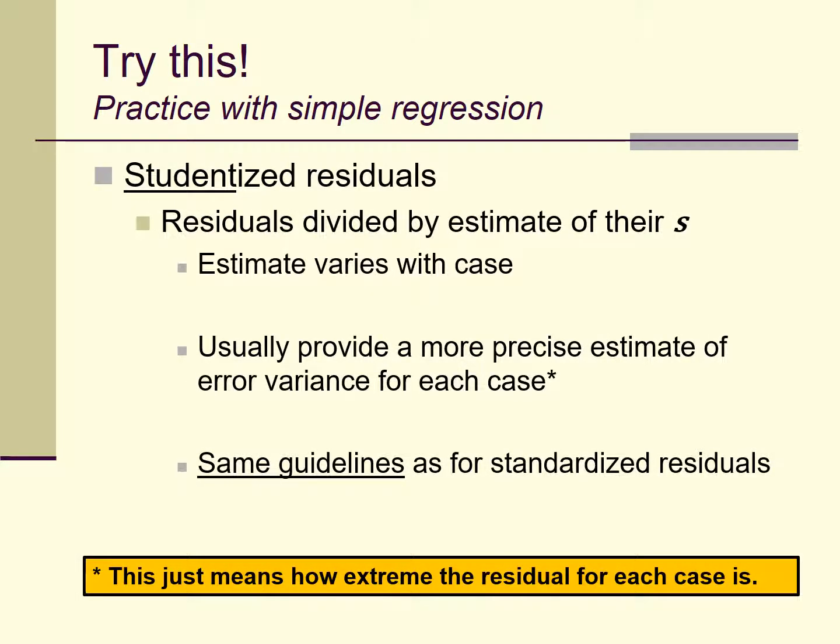Studentized residuals are very similar. They're just residuals divided by an estimate of their standard deviation, and that estimate varies from case to case. So it's not like the one standard deviation of all the residuals, it's an estimated standard deviation that is allowed to kind of vary somewhat. This usually provides a more precise estimate of error variance for each case, but basically it works the same way that a standardized residual does. That is, we can apply the same basic guidelines when looking for extreme values.